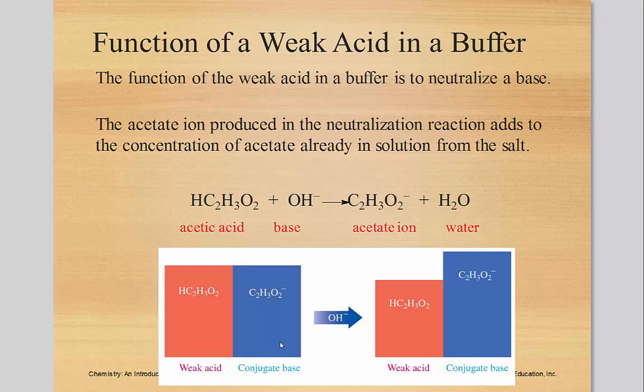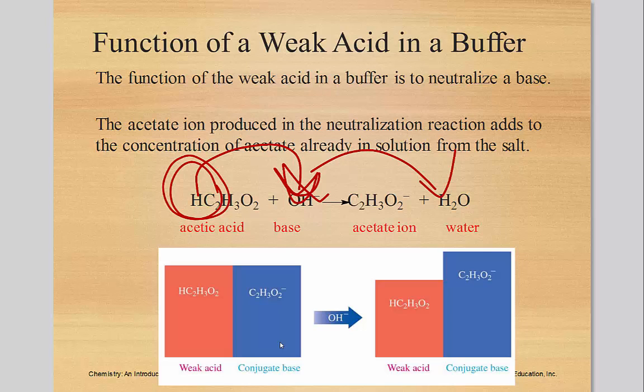So the function of a weak acid as a buffer in a buffer system: if we put an acid in there, what could happen is the hydrogen could be donated over to that base. If we put a base in there, the hydrogen from the acid could be donated to that OH- to then produce water and neutralize the system.